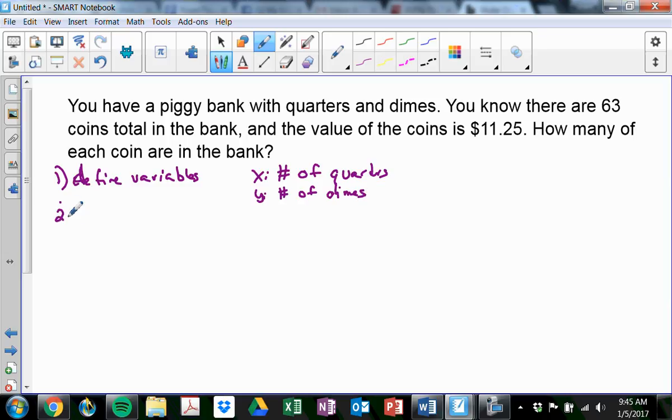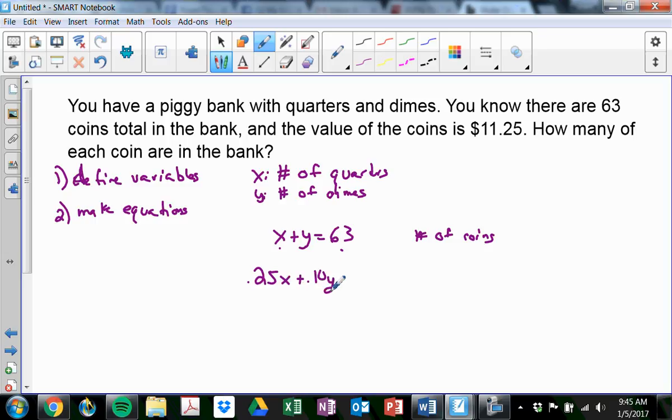Then I'll make equations. I know that there are 63 coins total. So this is number of quarters plus number of dimes equals total number of coins. This is my number of coins equation. And I also know it's 25 cents per quarter, and it's 10 cents per dime, and altogether that's going to get me $11.25. This was money per quarter, money per dime, total money.